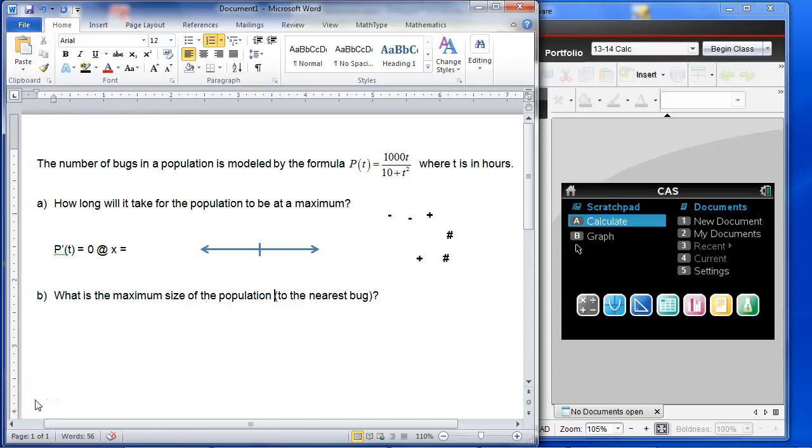Good afternoon, folks. This video is intended to help us use our TI-Nspire to do some application of derivatives problems. This one happens to be similar to one we had on a test recently.